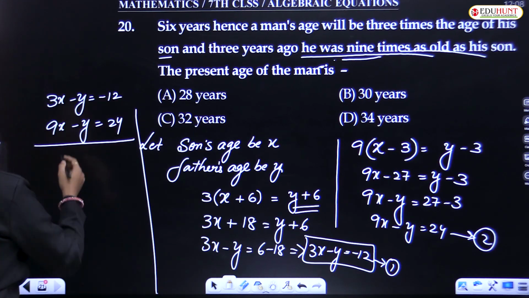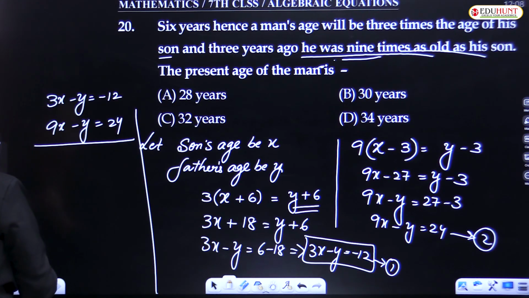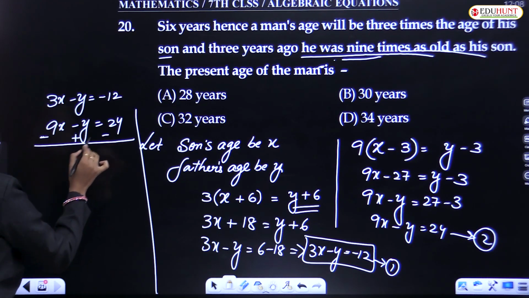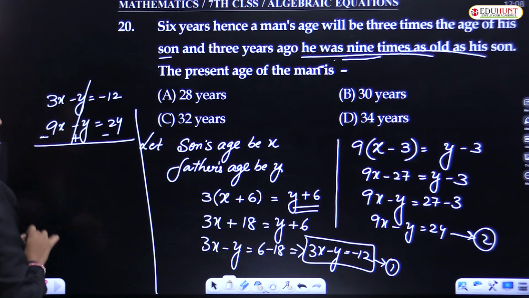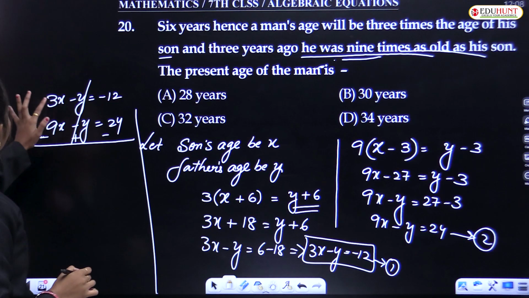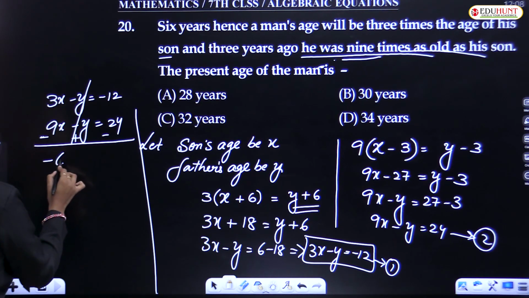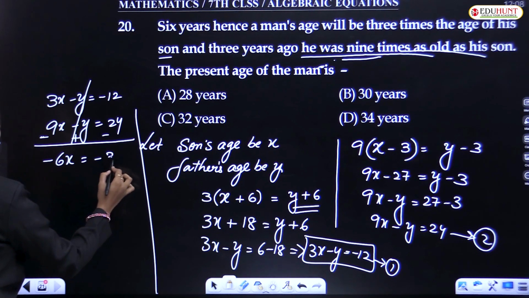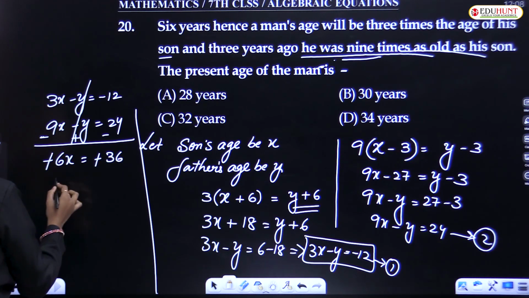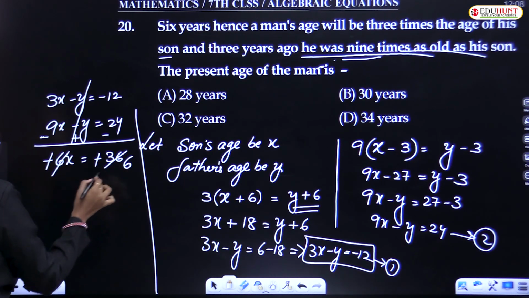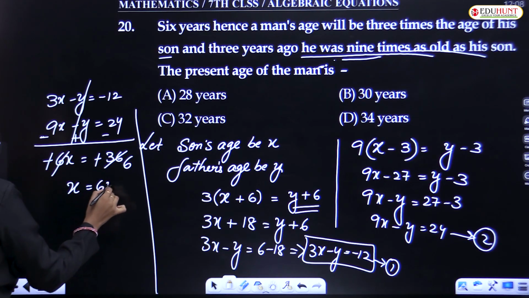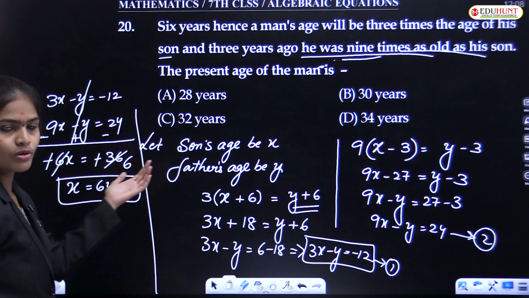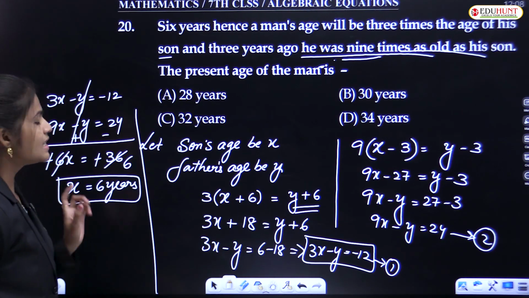Okay, now these two have 1 and 1 as the coefficients of y, no? So we subtract. Here plus y minus y gets cancelled, and minus 9x plus 3x equals minus 6x, which equals minus 12 minus 24, that is minus 36. So minus and minus get cancelled, 6 sixes are 36. So x equals 6 years. So x means who is that? That is the son's age only, no? So the son's age equals 6 years.